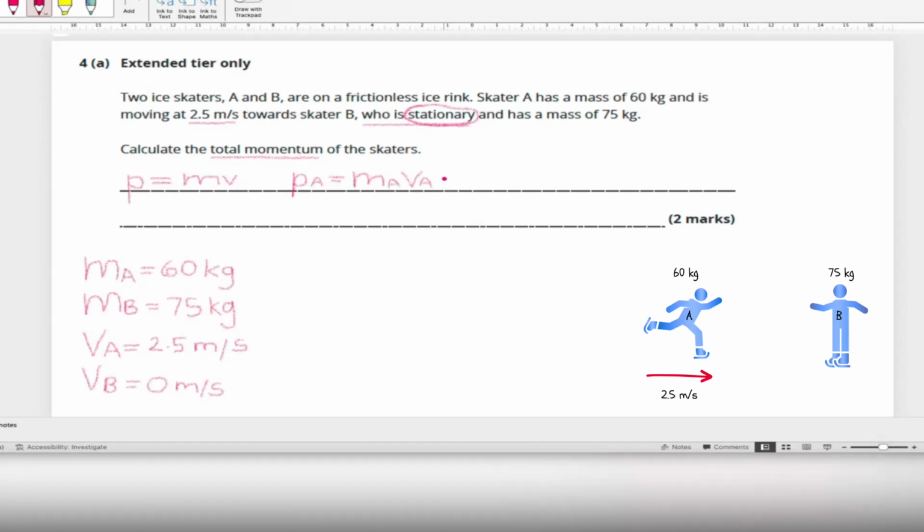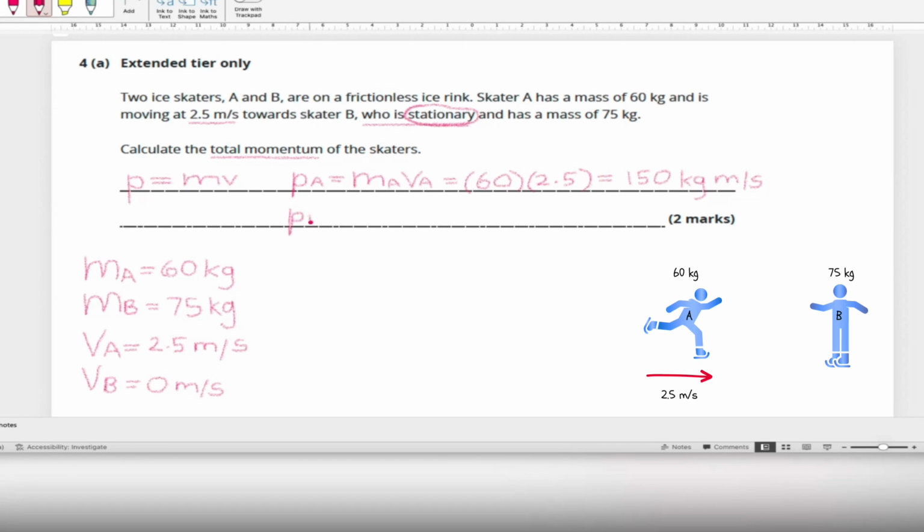Now we've written these values down. So the mass of skater A is equal to 60 and the velocity of skater A is equal to 2.5. What is 60 multiplied by 2.5? That gives us 150. And you have to use the correct unit as well. It's kilograms meters per second. All right, let's move on to skater B.